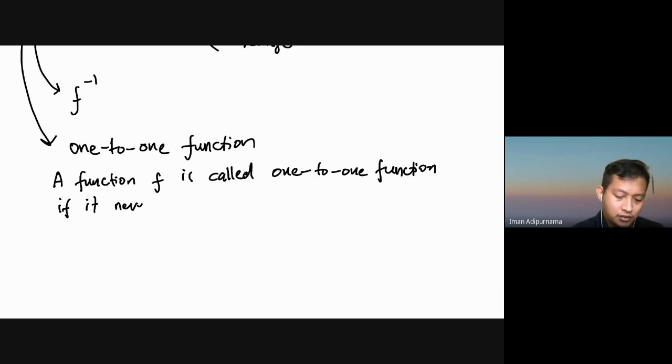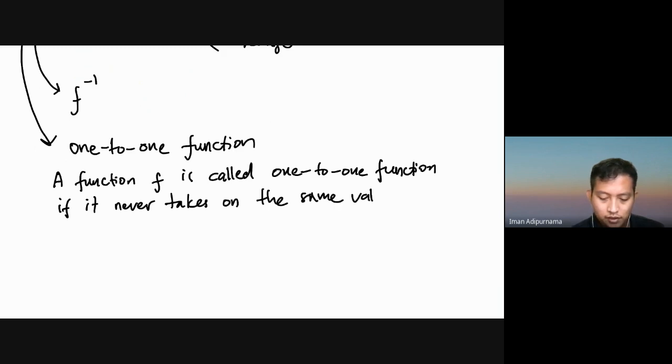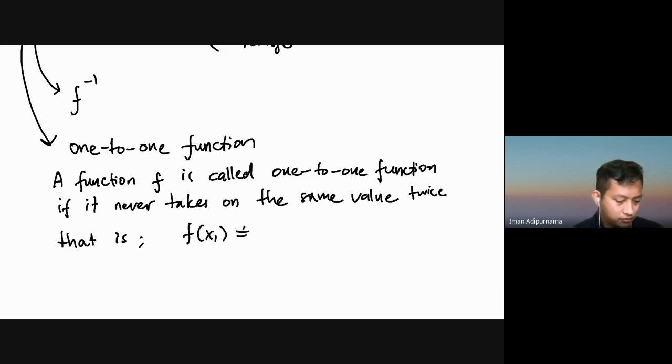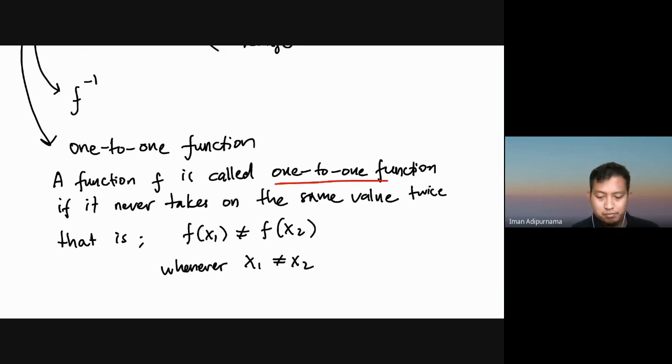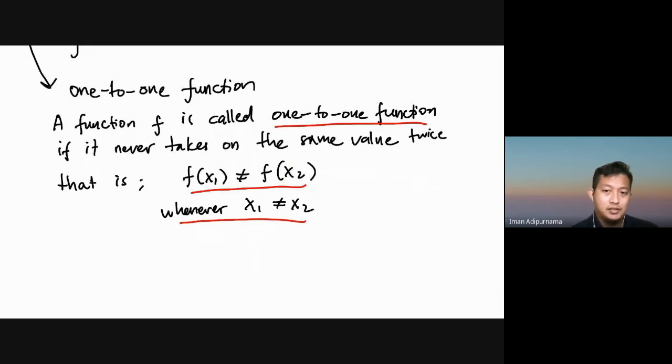if it never takes on the same value twice. That is, whenever, okay, so this is basically what it means by one-to-one function. So what it means is basically any x you find, let's say x1, x2, of course, x1 and x2 are not the same. When you plug x1 and x2 into the function, the results cannot be the same.